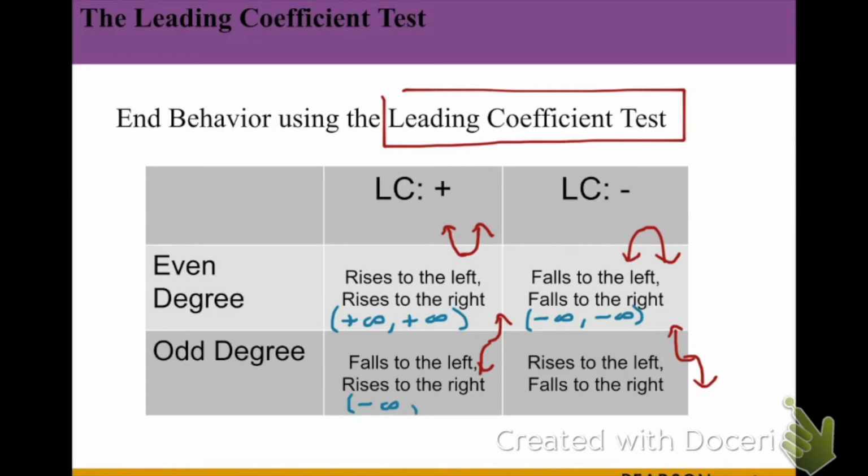If we have an odd degree and a positive leading coefficient, this would be a fall, rise. And then if we have an odd degree and a negative leading coefficient, this would be a rise, fall. We need to be able to use the leading coefficient test to help us with the behavior of the graph.